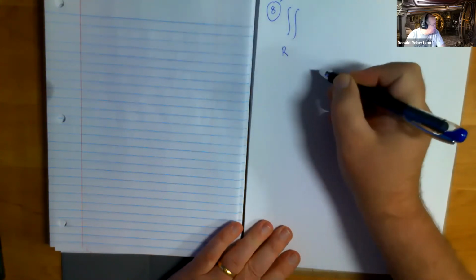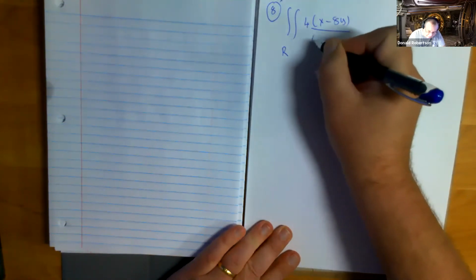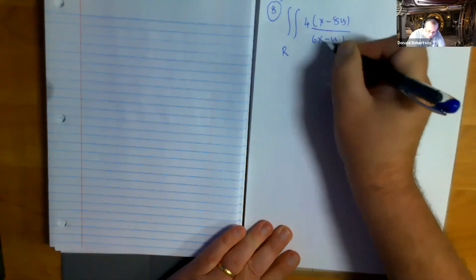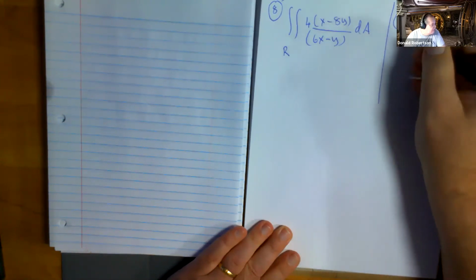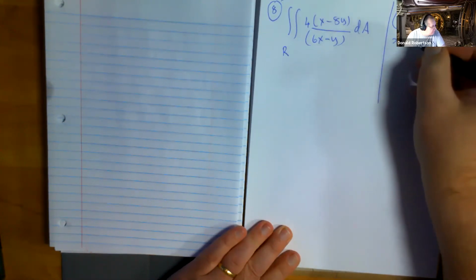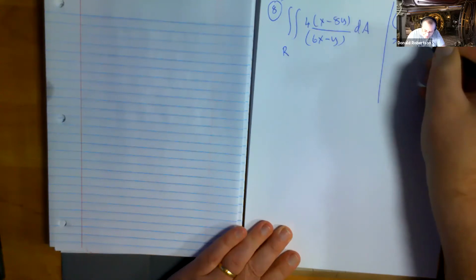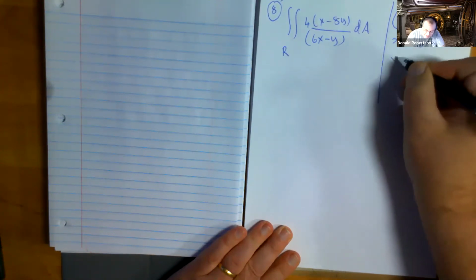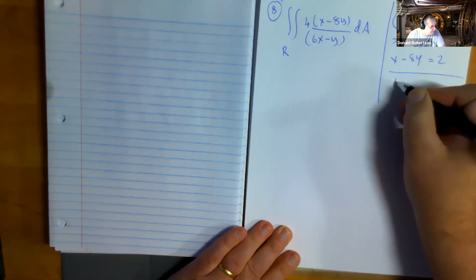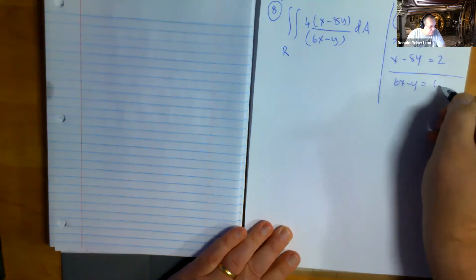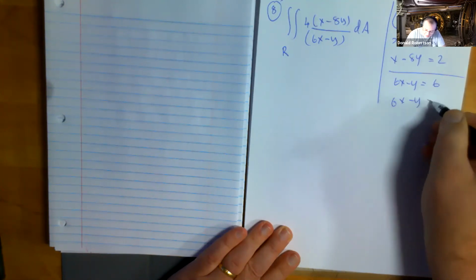We have a double integral over a region R of 4x take away 8y on the top, and on the bottom, 6x subtract y, with a dA. And the region R is described by lines going from this guy to this guy. This question is actually nice and easy.